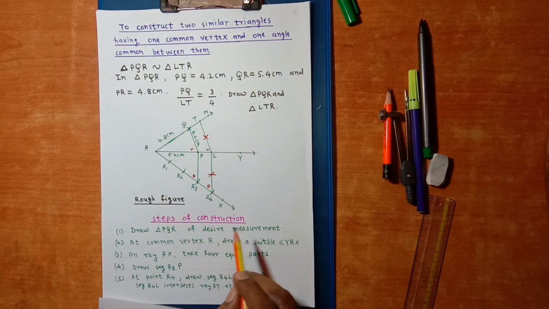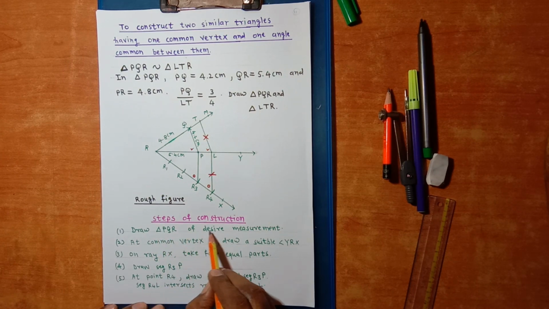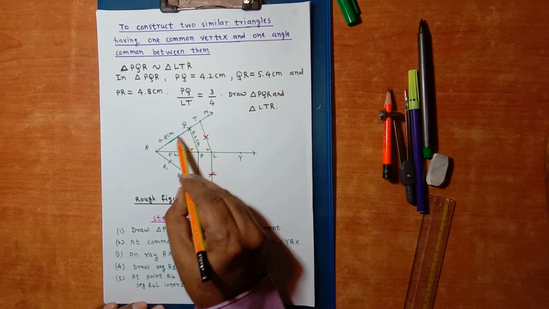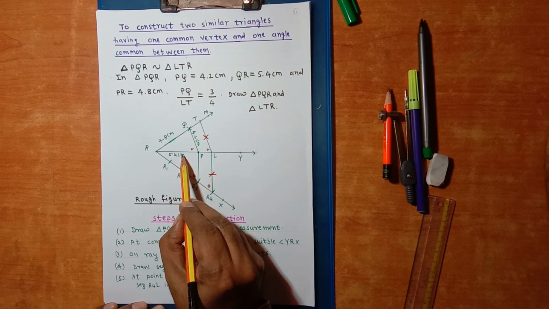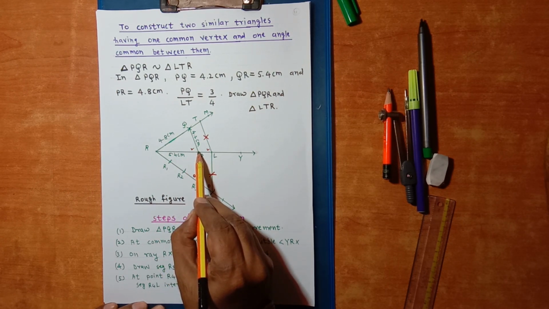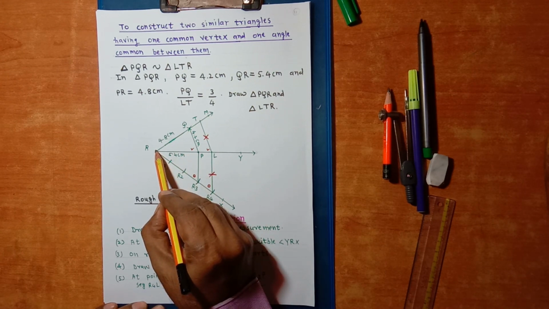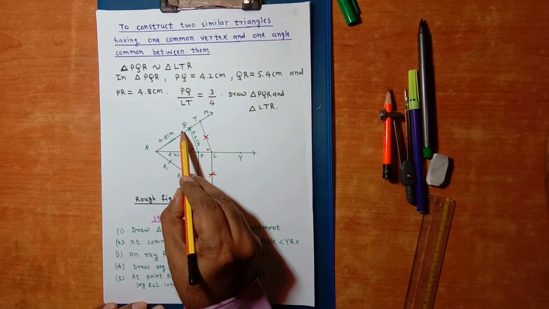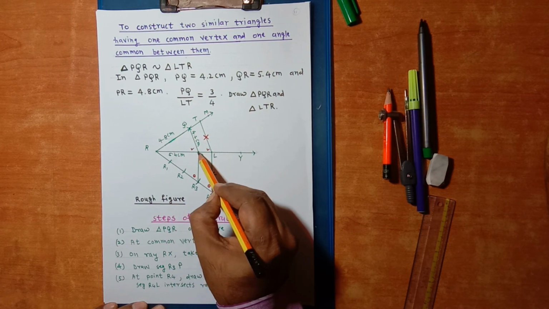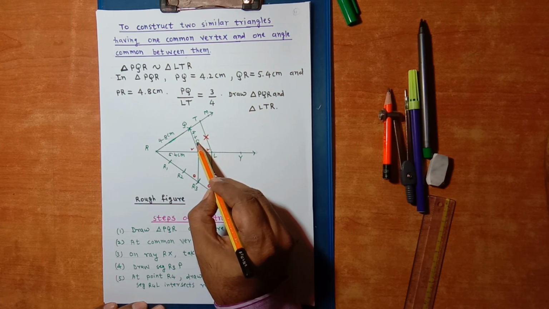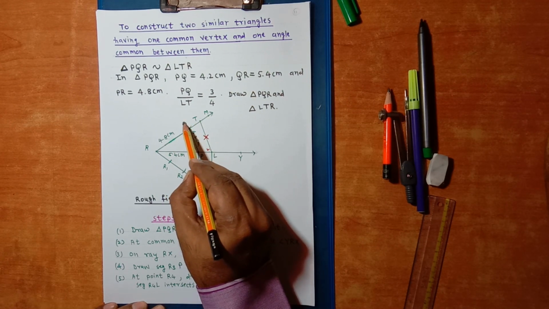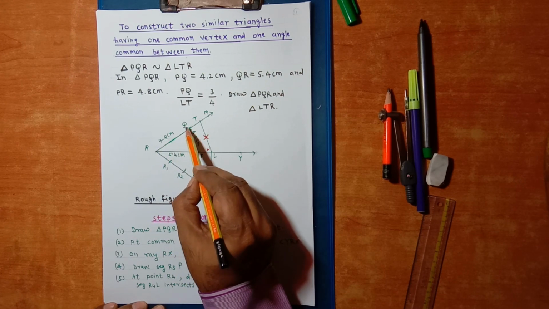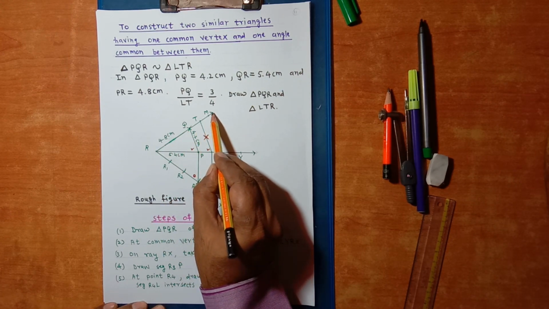Steps of construction. Draw triangle PQR of desired measurement. This is triangle PQR. So first of all, I have drawn ray RY, and from point R I have marked a distance of 5.4 cm. Here will be my point P. From point R at a distance of 4.8 cm, I have drawn an arc. And from point P at a distance of 4.2 cm, I have drawn an intersecting arc, and thus I have fixed the position of point Q. And from points R and Q, I have drawn ray RM.